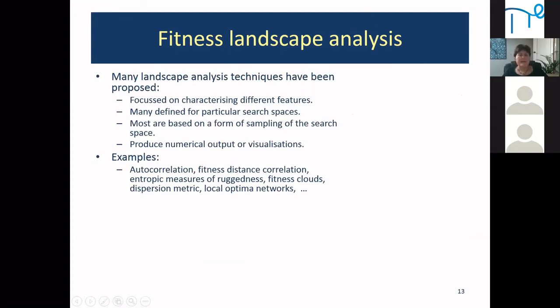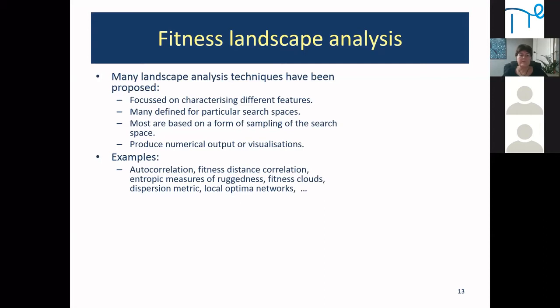Right, so in terms of fitness landscapes, in the evolutionary computation community over the last 20 years, or more like the last 8 years, we've been developing many techniques to characterize these different features of landscapes. They would be defined for particular search spaces. So you might have a technique that only works on binary search spaces and one that only works on continuous spaces. But most will be based on a form of sampling of the search space.